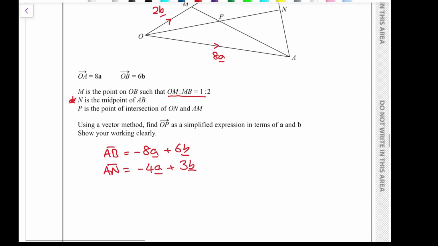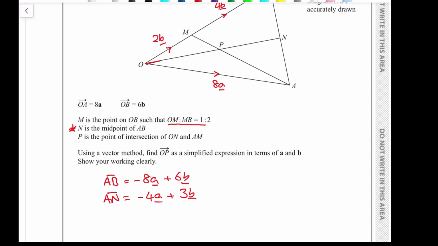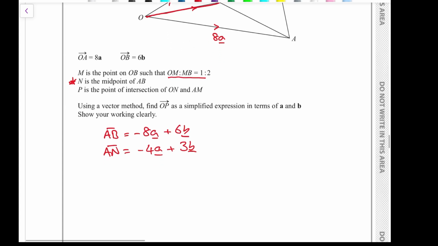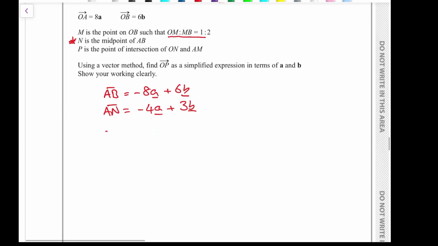So far so good. Now this is where we have to start being inventive as to how we do this question. So ultimately, remember again, always keep your eyes on what you're trying to do. I'm trying to work out the vector that gets me from O to P. That's clearly some proportion of O to N. So I'm going to need O to N at some stage. So the way I'm going to work out O to N is by going from O to A, and then I'm going to add on A to N.